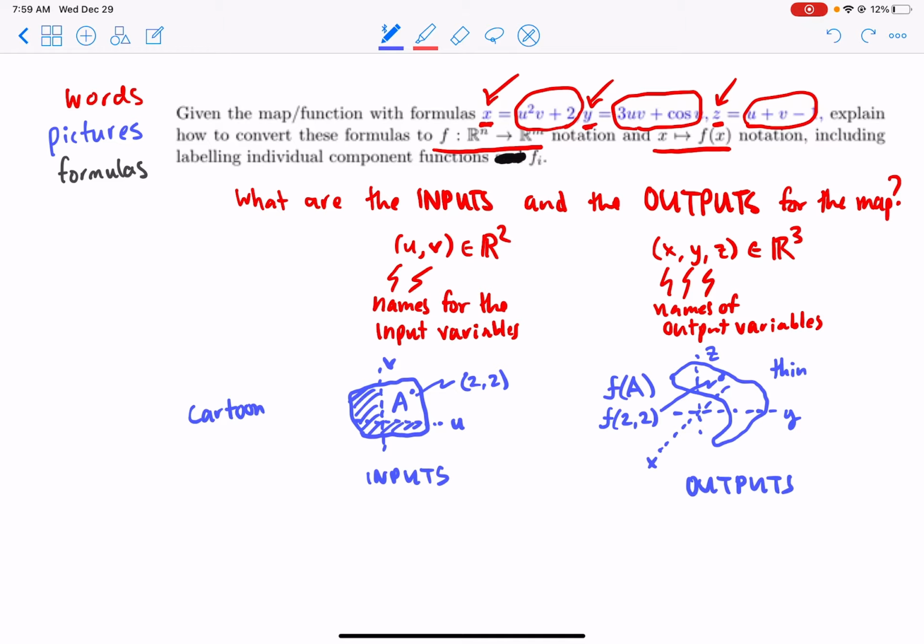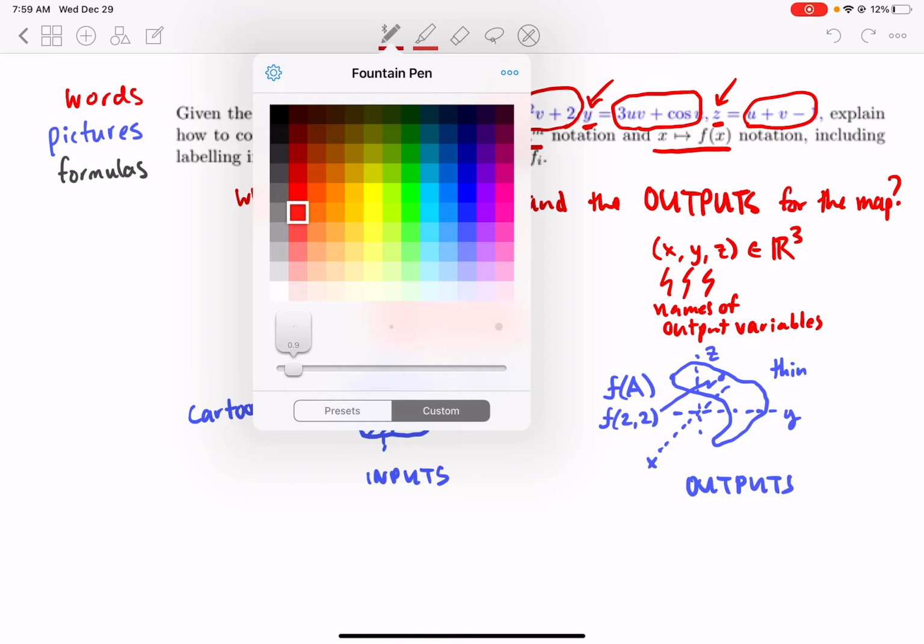Okay, now let's convert to this notation and this notation. So I'll go back to words for a moment.